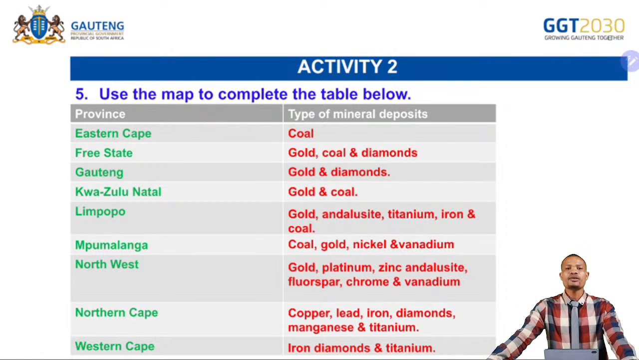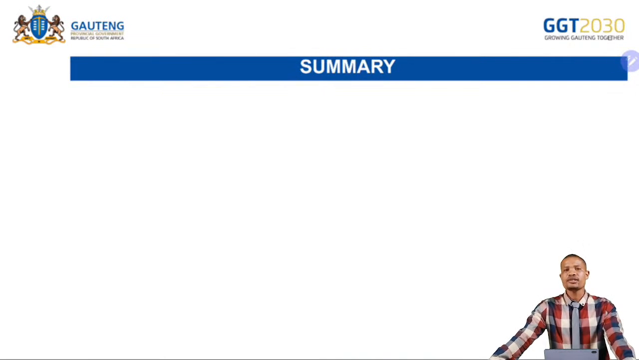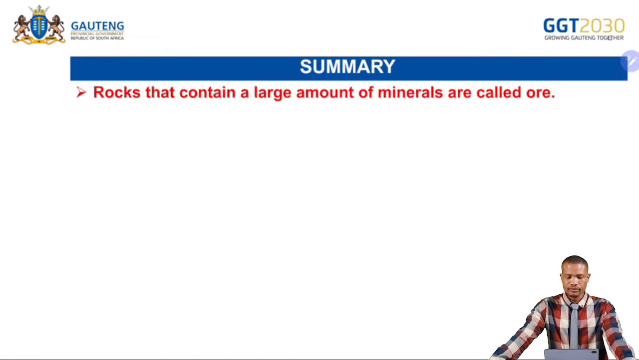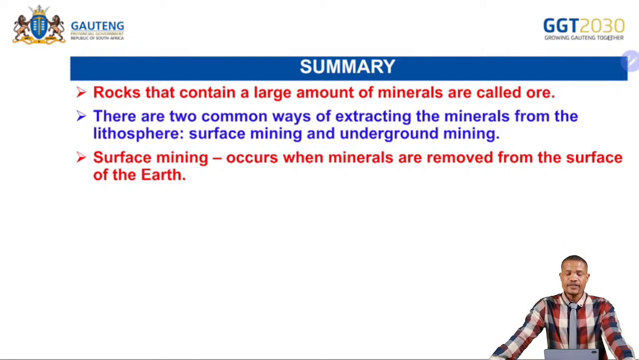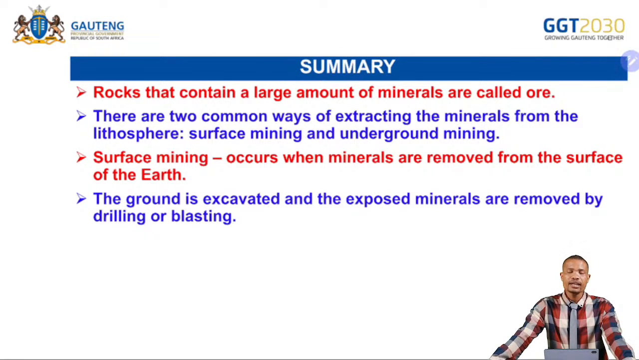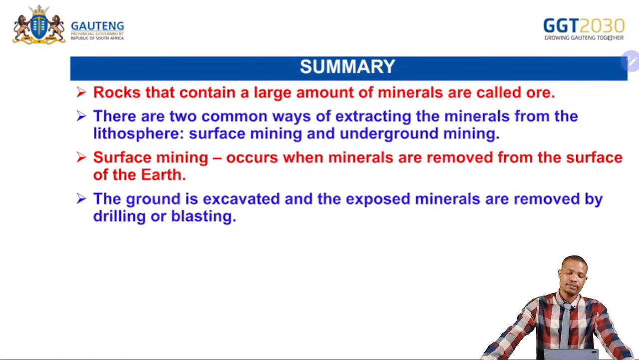Okay, I hope you were able to grasp everything that we've done so far, and I hope you are understanding everything that we have done. So now let's summarize our lesson. Rocks that contain a large amount of minerals are called an ore. There are two common ways of extracting the minerals from the lithosphere: surface mining and underground mining. Surface mining occurs when minerals are removed from the surface of the earth while the ground is excavated and the exposed minerals are removed by drilling. This is surface mining.